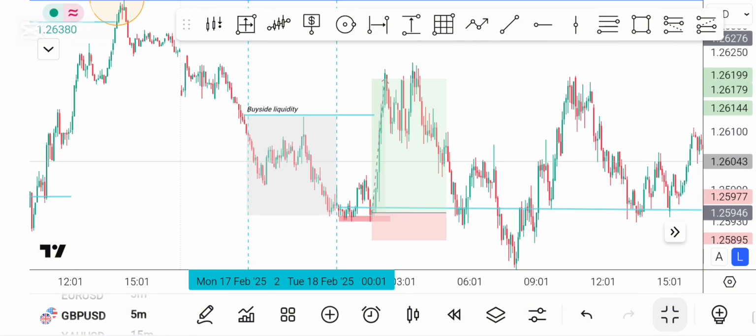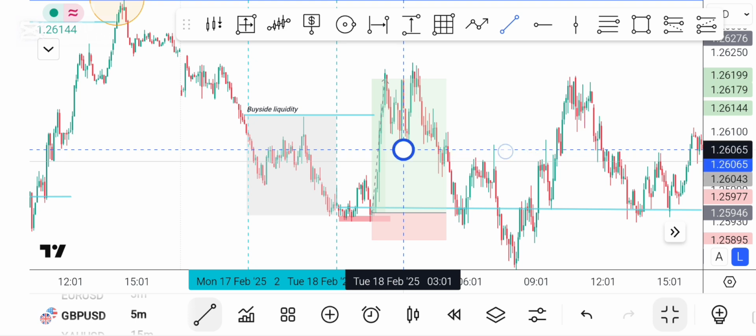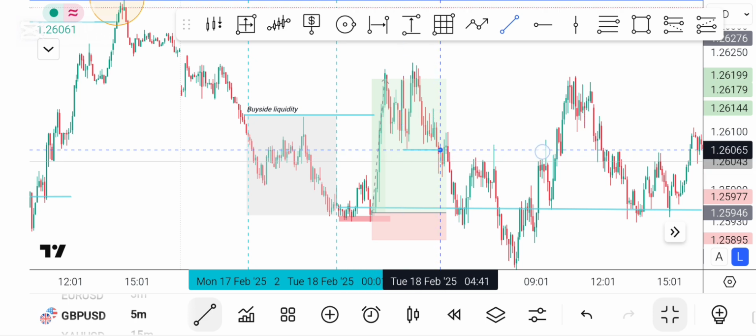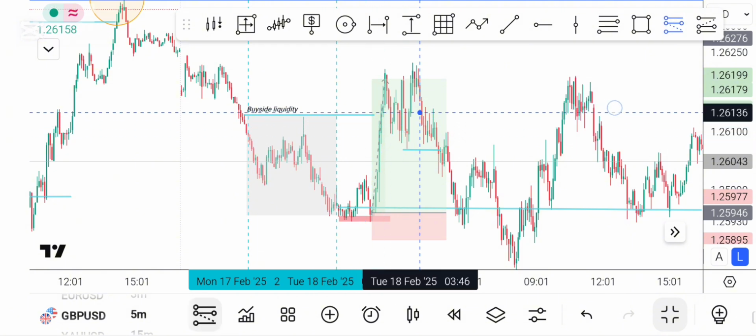Where did the market structure shift occur? The market structure shift occurred right here, right? And then you could sell here. Let me show you this. You could still sell here.